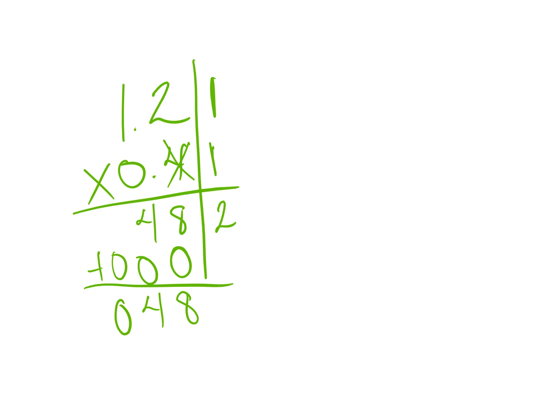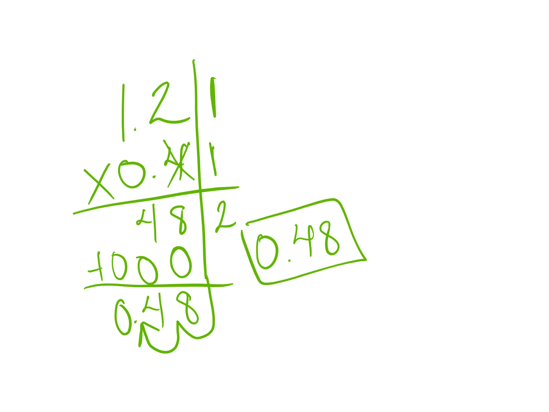Now, from here, we know that we need to have 2 decimal places in our answer. So we hook the decimal over to the left. So our final answer would be 0.48.